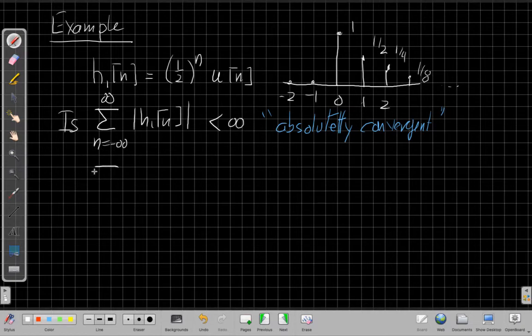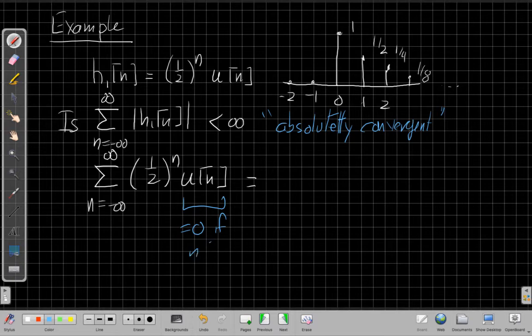Right, so if I plug in for the magnitude of h of n, well, these are all positive, so I don't even really need to worry about the magnitude. And then I can say, well, this term here, the u of n, equals 0, right, when n is less than 0. I've got no values in the negative time here. So I could simplify my sum to be the sum as n goes from 0 to infinity of (1/2)^n.